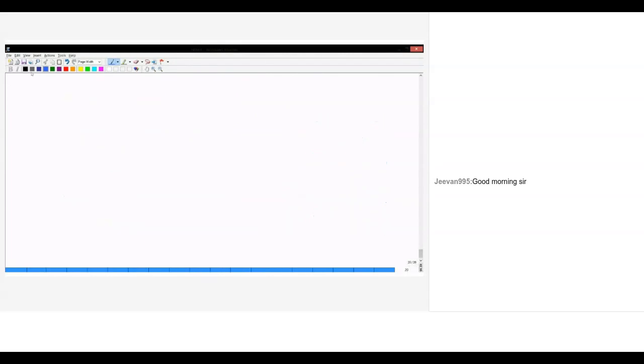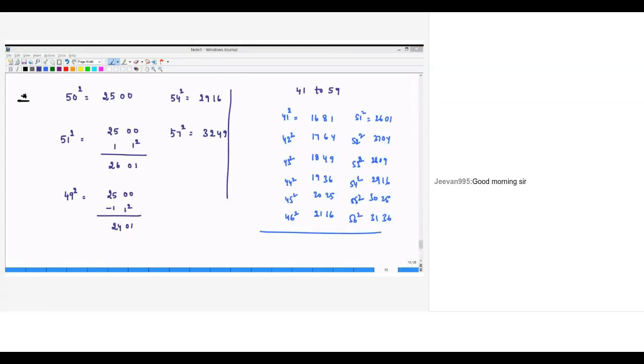For squares close to 100, first 100, then the last 2. Swarnika?